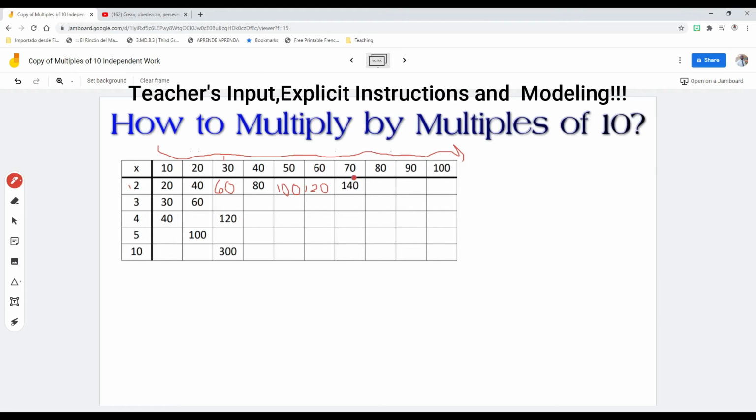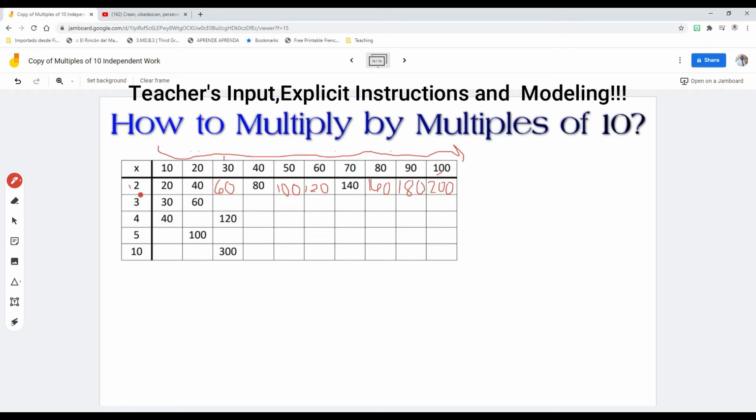2 times 7 is 14. You add a 0, 140. 2 times 8 is equal to 16, and you add a 0 to it, that makes it 160. 2 times 9 is 18, and you add 0 to it, it makes it 180. 2 times 10 is equal to 20, and you add a 0 to it, it makes it 200.